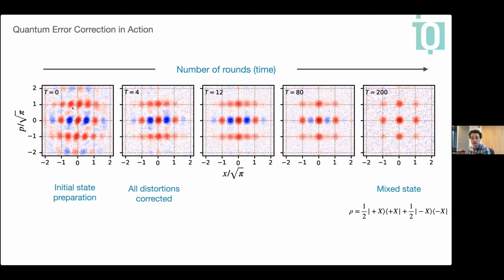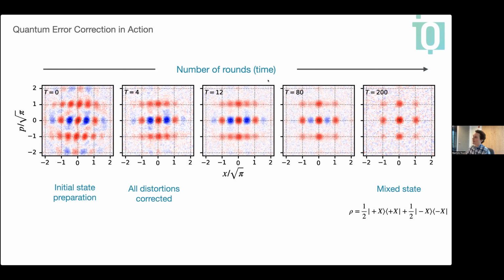And so we turn on the error correction. And then after 4 steps, we still can recover all the information. It looks very much the same as this one, but all the distortions have been washed away. And now we have a nice grid, or at least as nice a grid as we can get in experiment. Then at 12 rounds, it hasn't moved a lot. So we really protect the information.